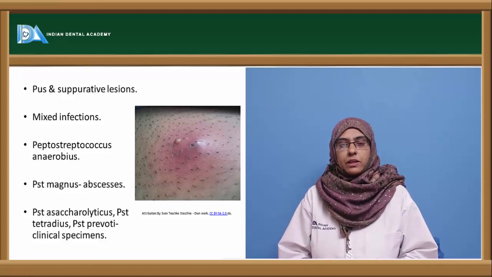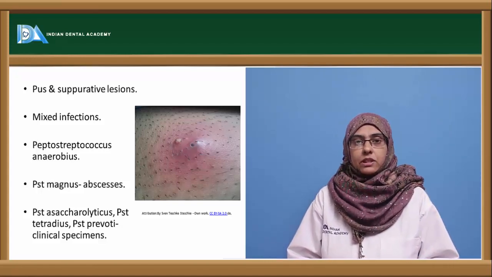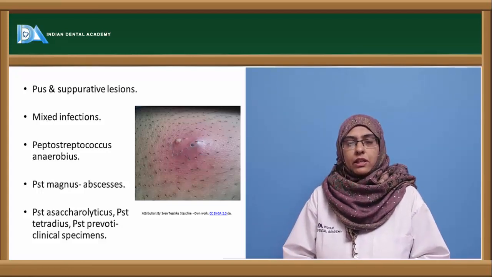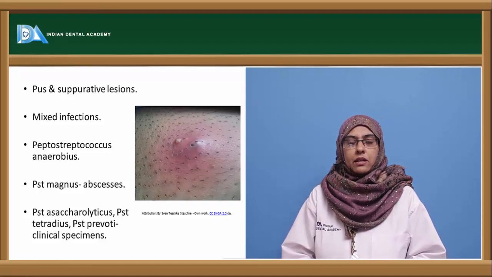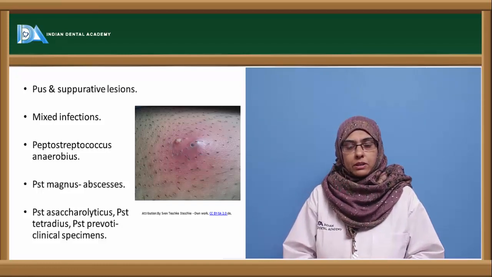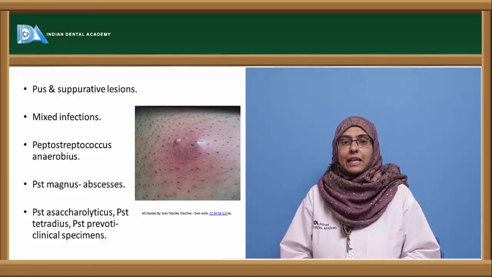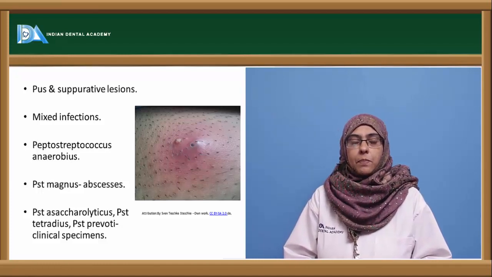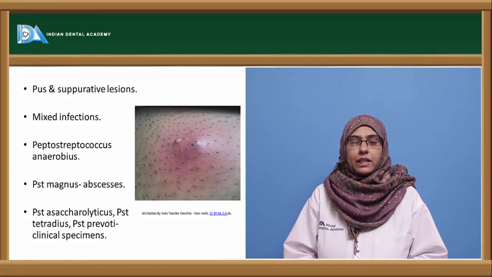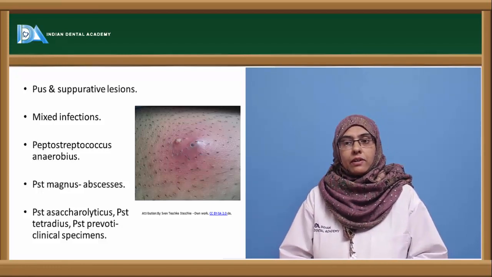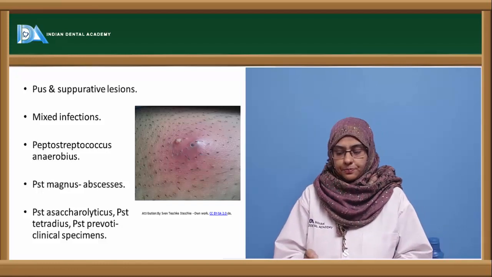The most prominent species of this group are Peptostreptococcus anaerobius, which is involved in puerperal sepsis, and Peptostreptococcus magnus, involved in abscesses causing damage to the kidney, liver, and brain, etc. Other species of clinical importance are Peptostreptococcus asaccharolyticus, tetradius, and prevotii.